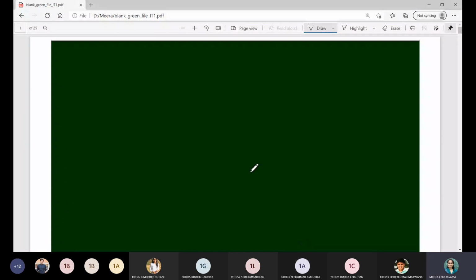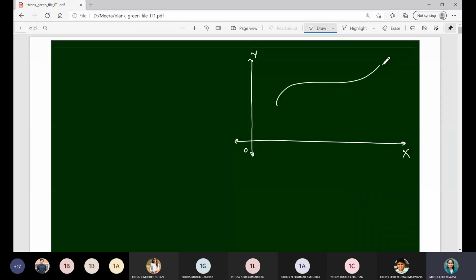Okay. So if you remember from school when you studied integration, suppose in the Cartesian coordinate system, this is the xy axis, and you are given a curve like this one, and you want to find the area under this curve. Suppose the initial point is A and the end point is B.